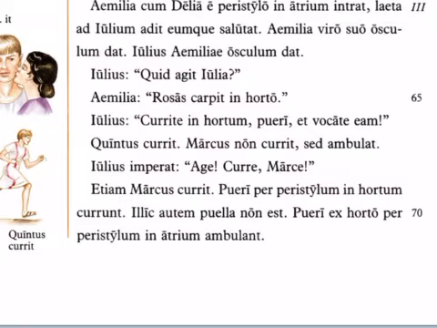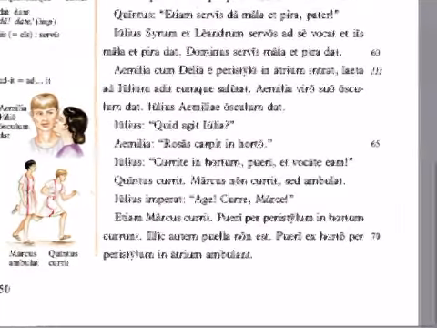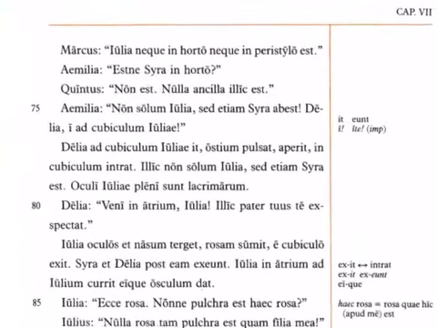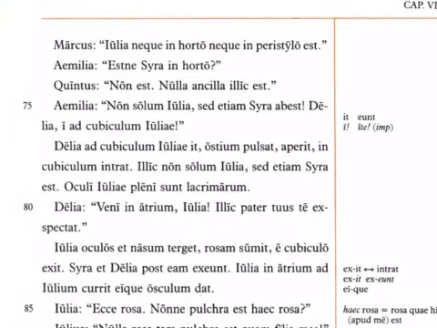Pueri ex horto per peristylum in atrium ambulant. The boys walk out of the garden through the peristyle into the atrium. Okay, failed to find her there. We might remember she's crying in her bedroom. Marcus says, Julia neque in horto neque in peristylo est. Julia is neither in the garden nor in the peristyle.